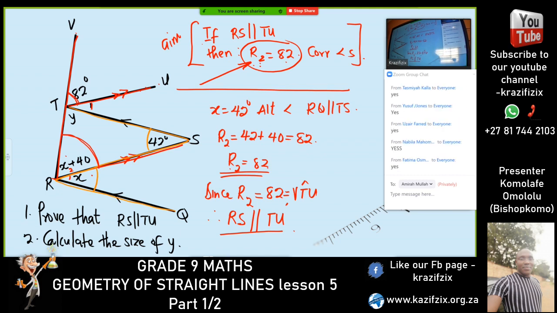To prove that lines are parallel. Good. So we create an aim and then we target the aim. To prove that. Awesome. Okay.